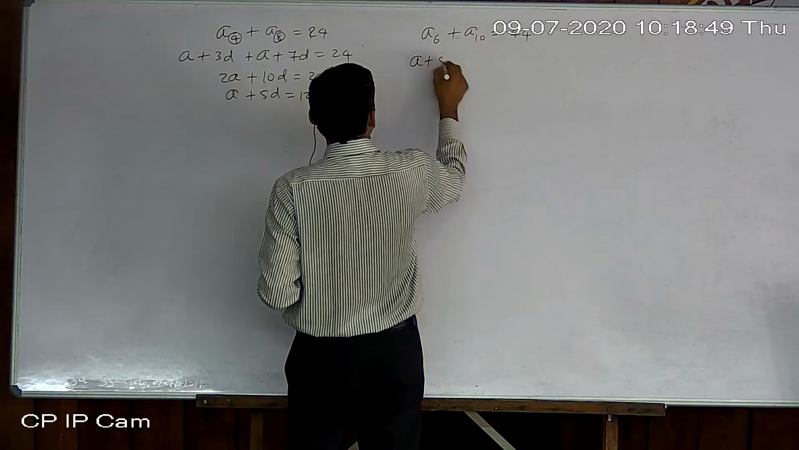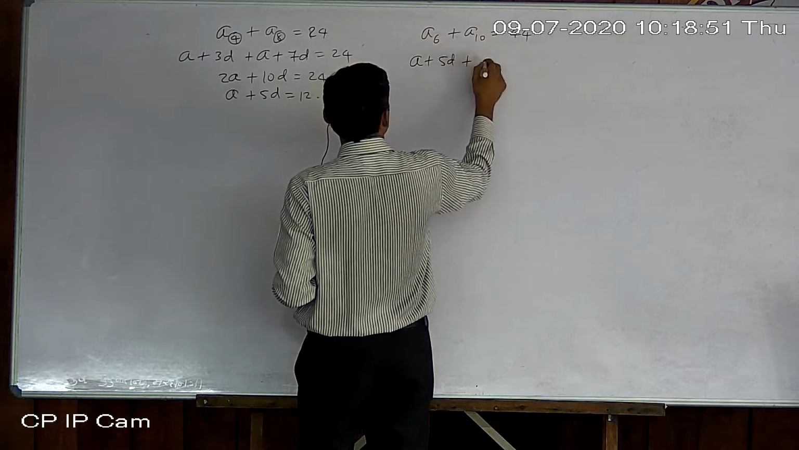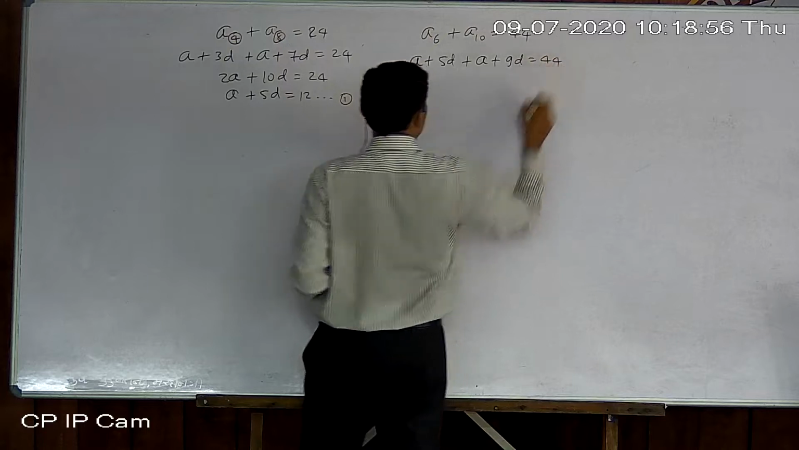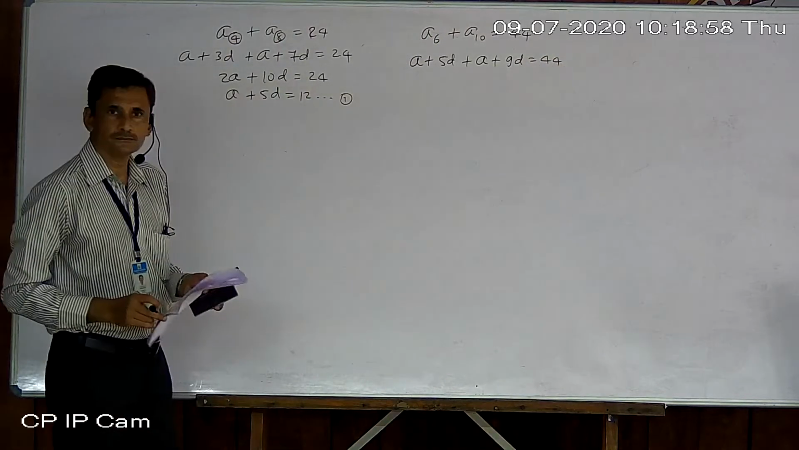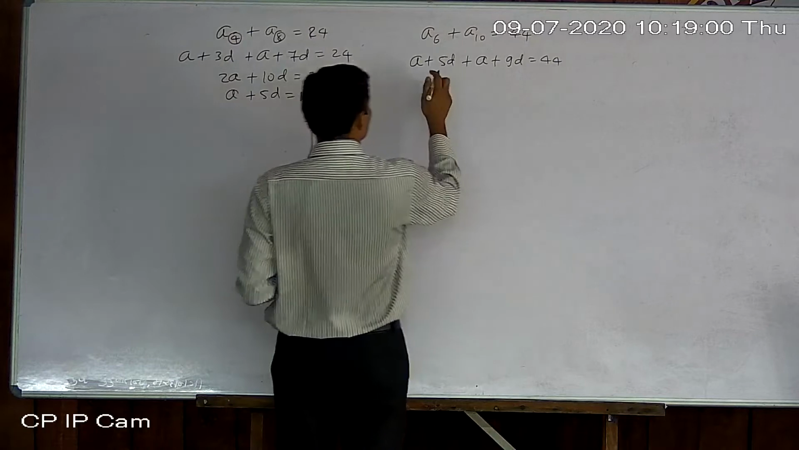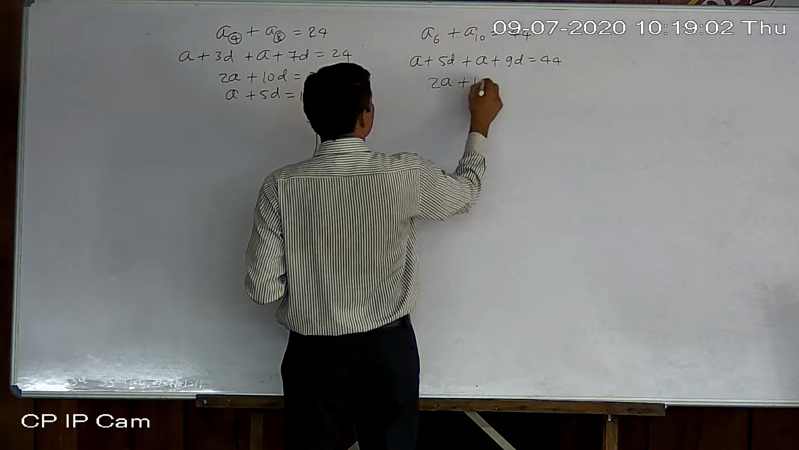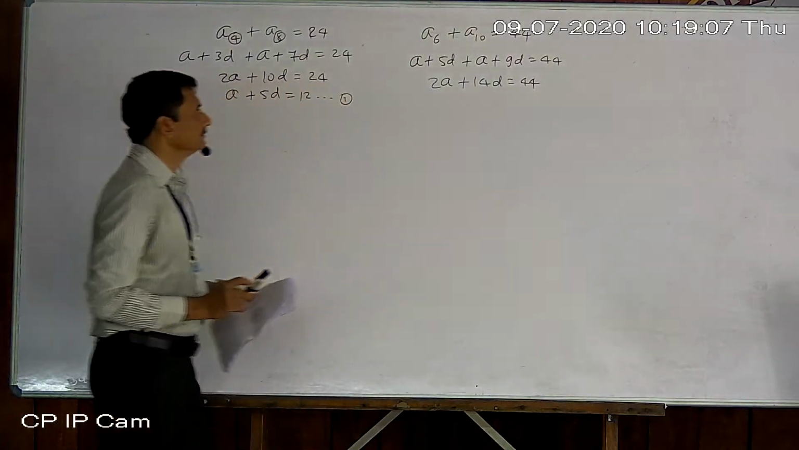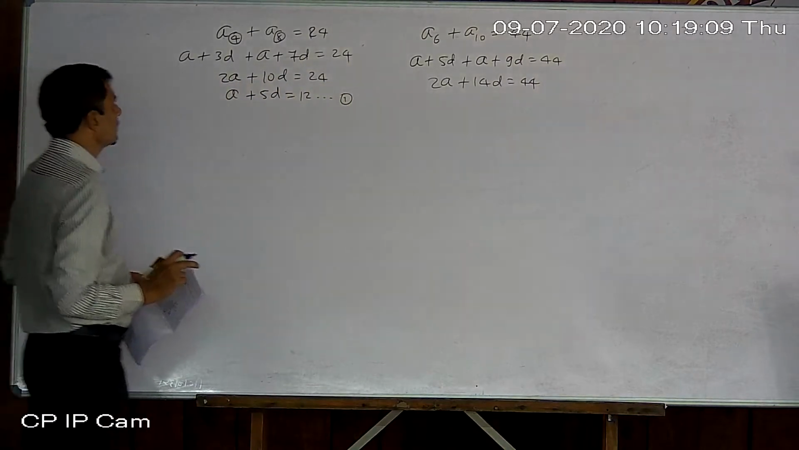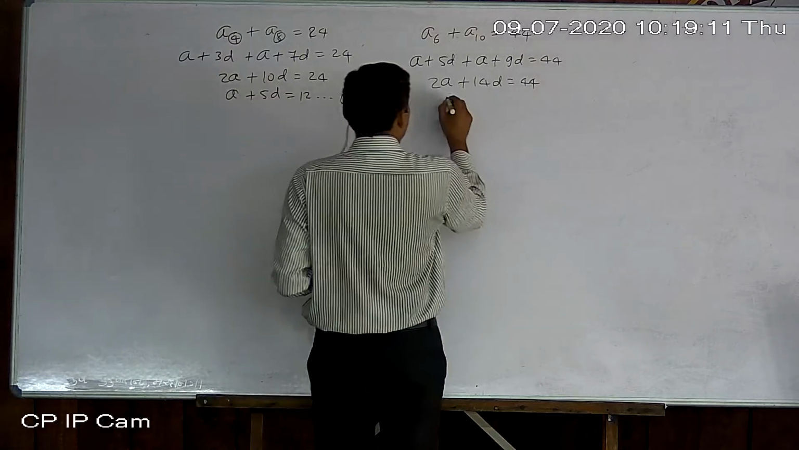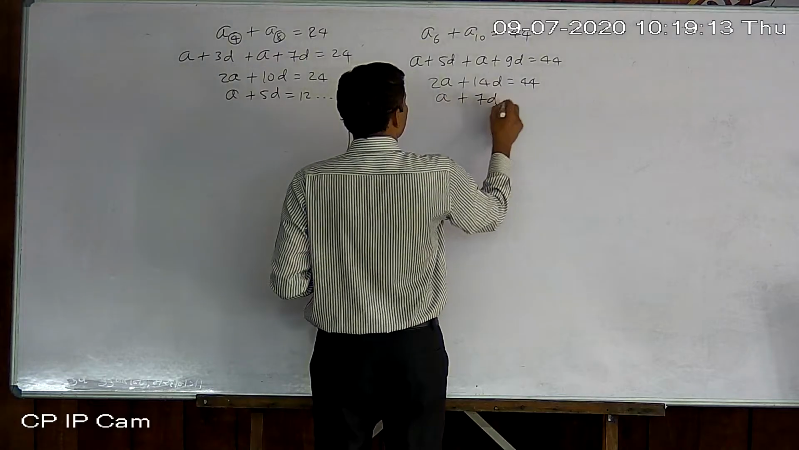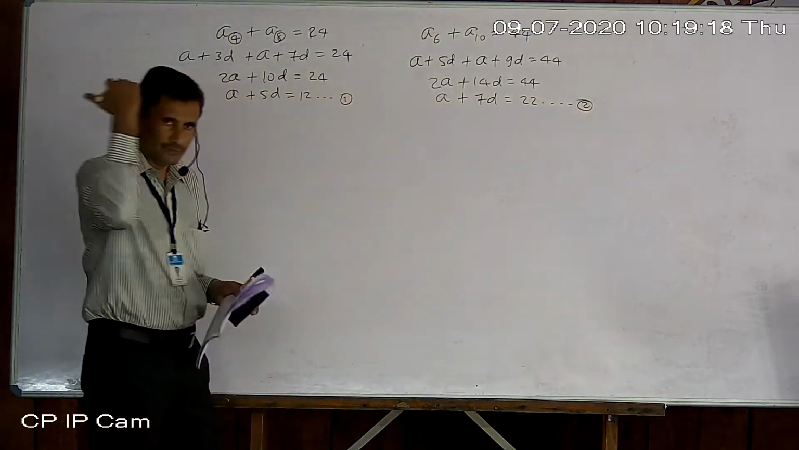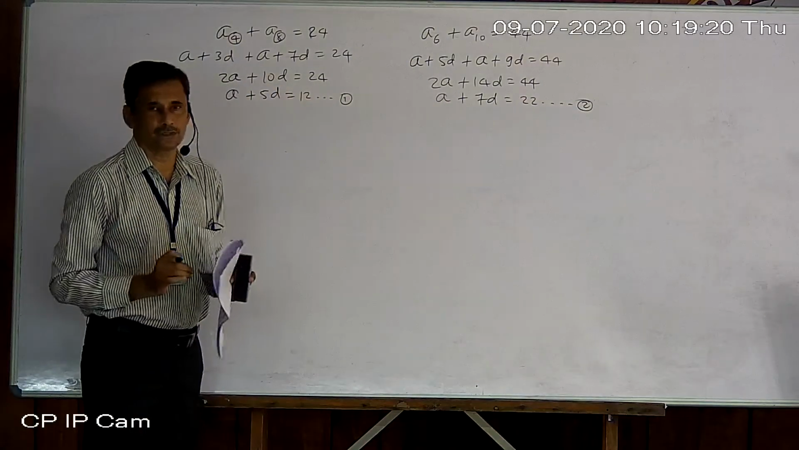Same way, write down that A plus 5D plus A plus 9D equal to 44. 2A plus 14D equal to 44. Now A plus 7D equal to 22. Equation number 2. Now just like previous sums, solve both equations.